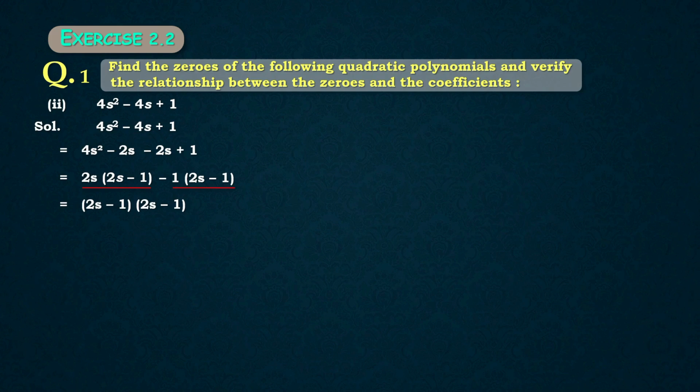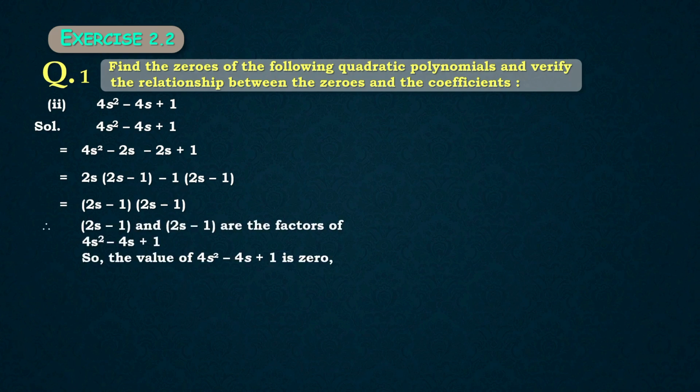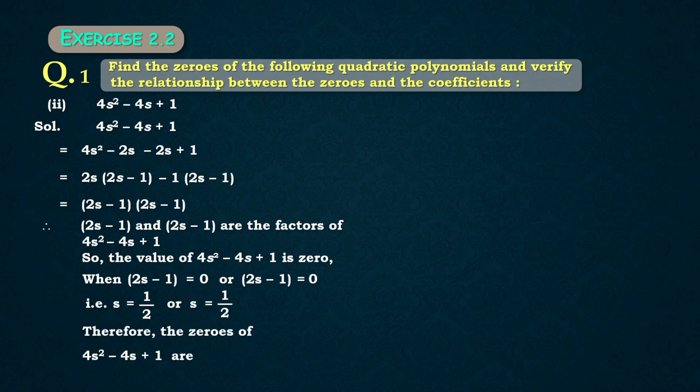This means the polynomial is a perfect square. Now, to find the zeros, we equate 2s minus 1 to 0. 2s minus 1 equals 0 gives s equals 1 by 2. Since the factor is repeated, both zeros are 1 by 2. Therefore, the zeros of the polynomial 4s squared minus 4s plus 1 are 1 by 2 and 1 by 2.